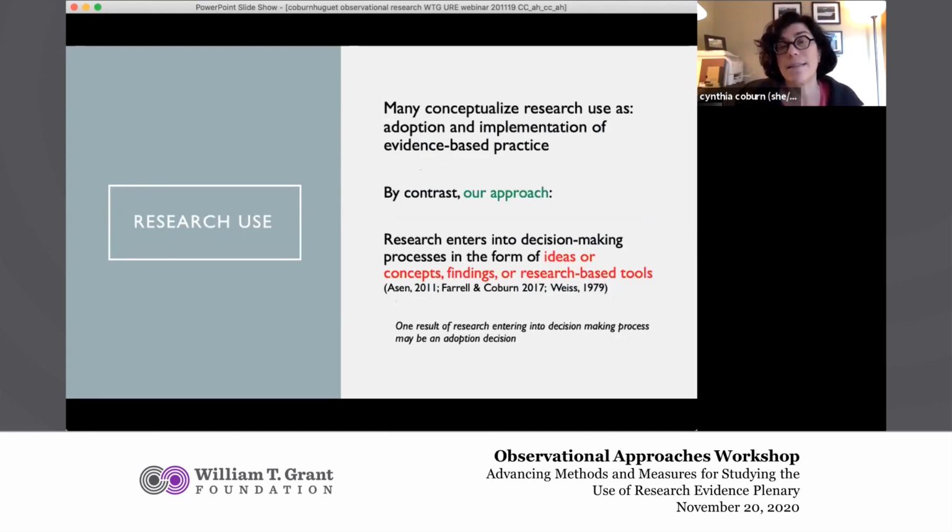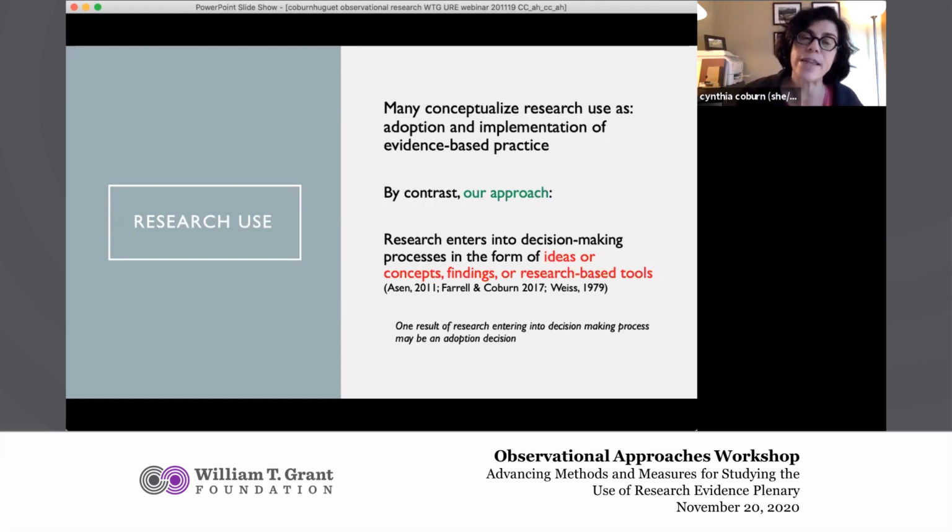Now, the most typical way: many conceptualize research use as the adoption and implementation of evidence-based practice. That's probably the dominant way that people think about research use. And so I mentioned that so that we can contrast how we think about it.